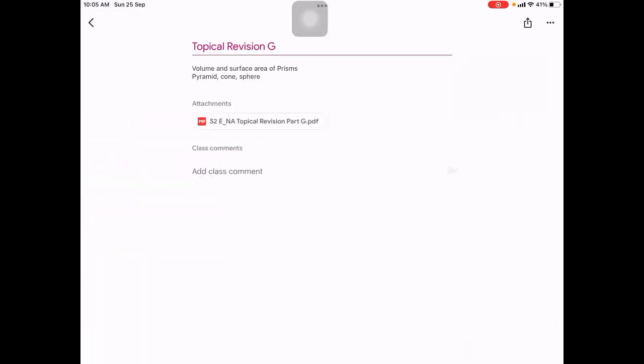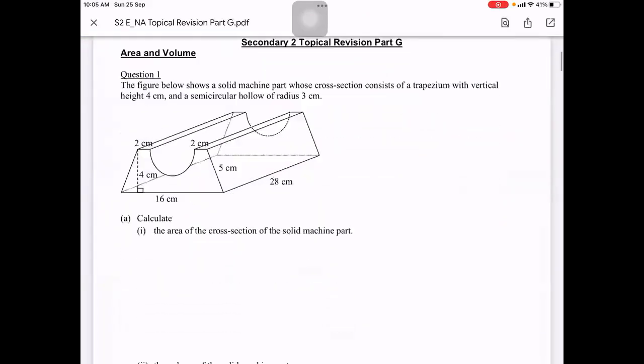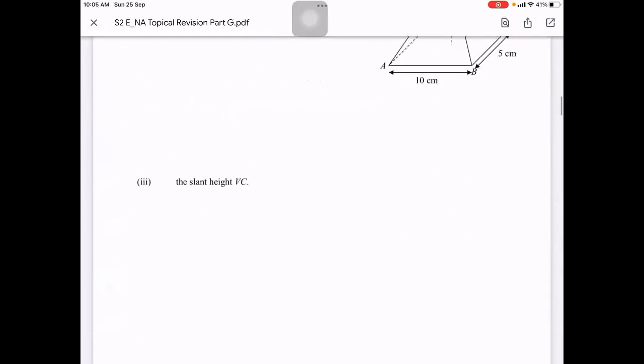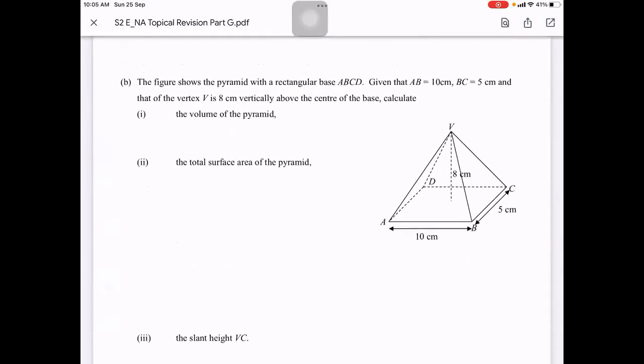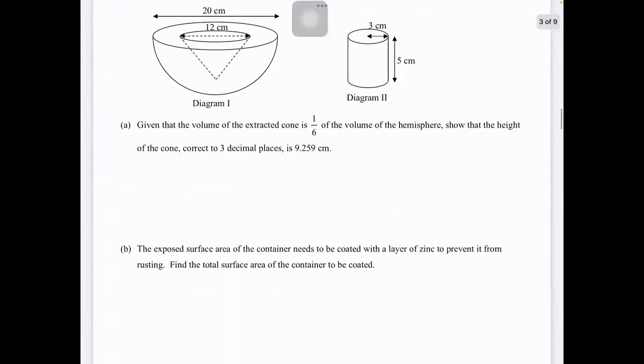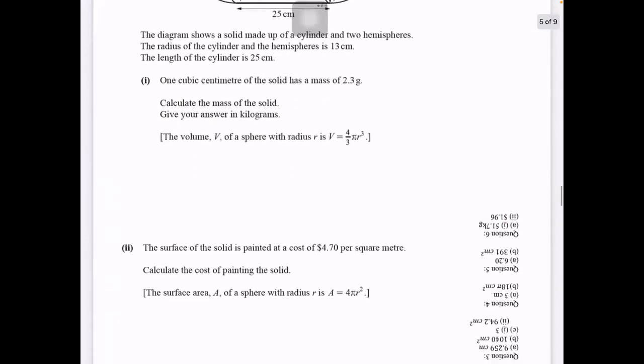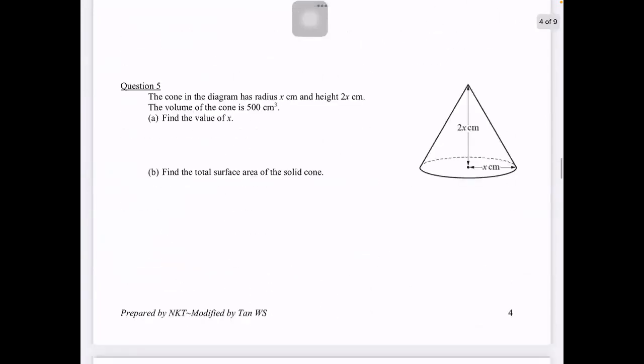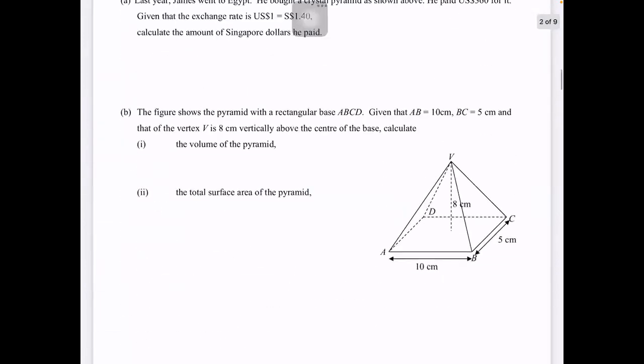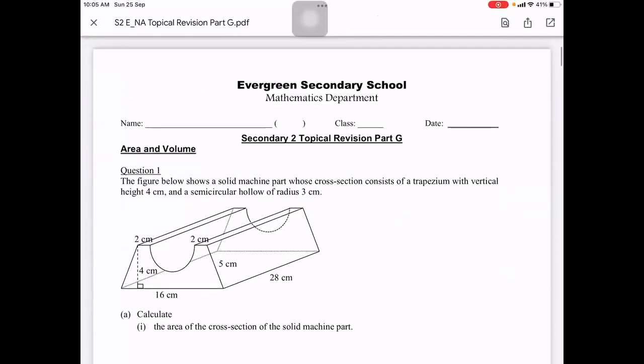Topical revision G is on volume, surface area, and pyramids. I'll try to do one question for pyramid today. Then cone, sphere, hemisphere, cylinder. All these are in general more paper 2 questions, but it can be a mix. Paper 2 may be harder, paper 1 may be easier. If I don't have time to do them, hopefully they don't come out. If they don't come out, that means they will be in paper 2, then I'll do it again for paper 2.